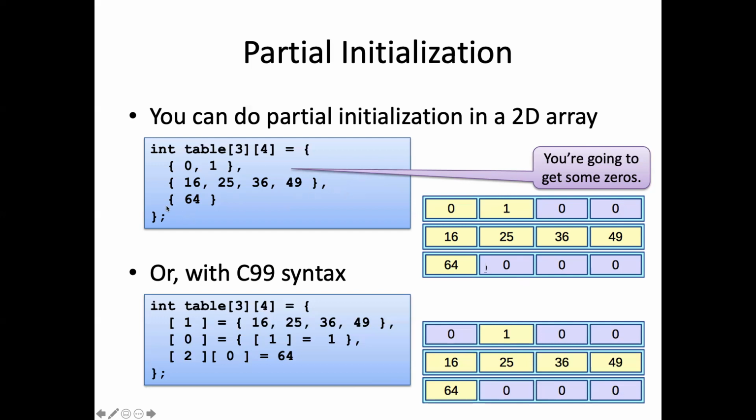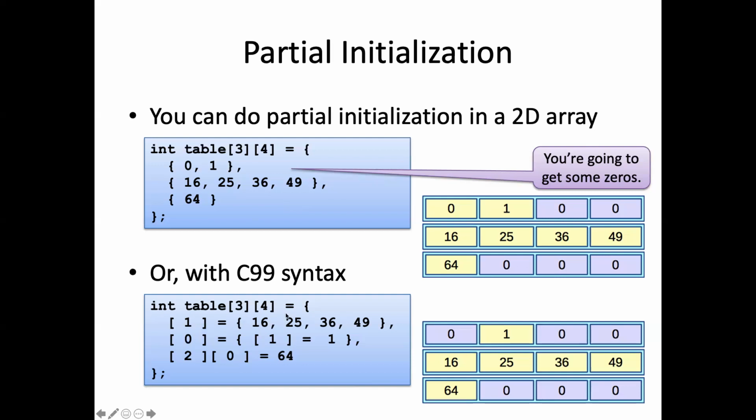If I didn't have this 64 inside curly brackets at all, then this bottom row would be full of zeros. So you can leave out elements within a row or leave out whole rows. In fact, if you mix this with the C99 syntax, you can jump all over the place in the array. The C99 syntax would let you say the index of an element within a row, or the index of an entire row. And that's what I'm doing at the start here.